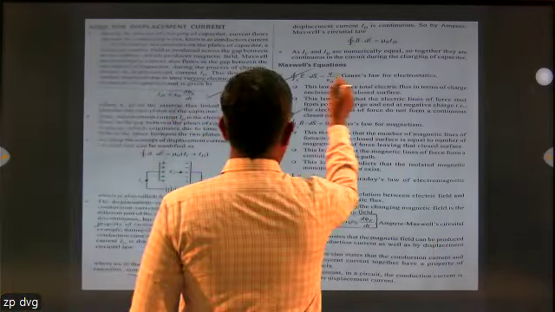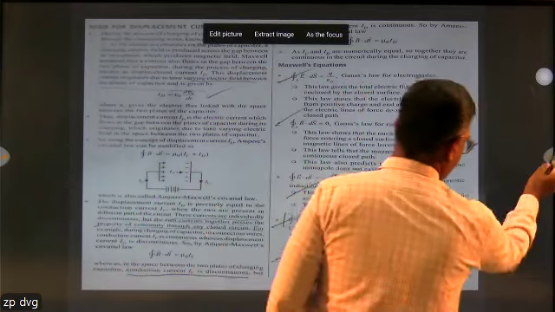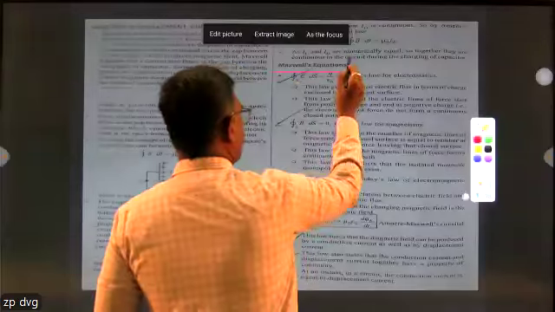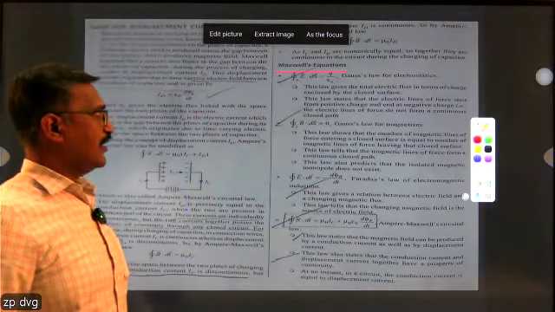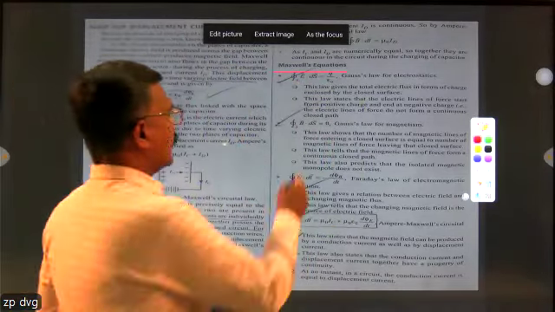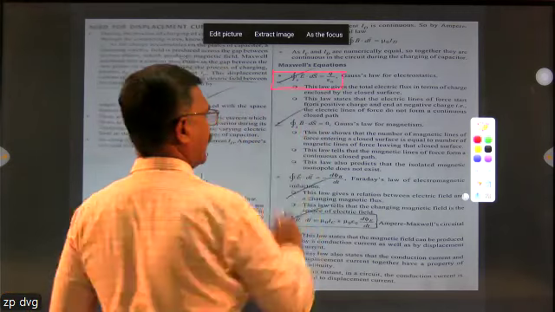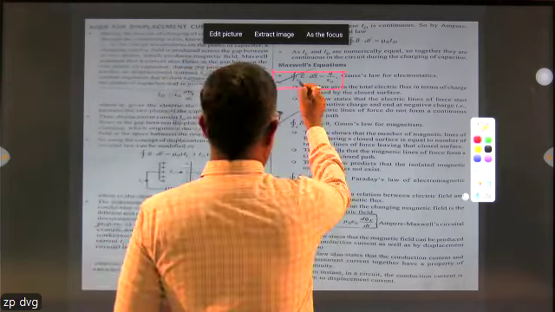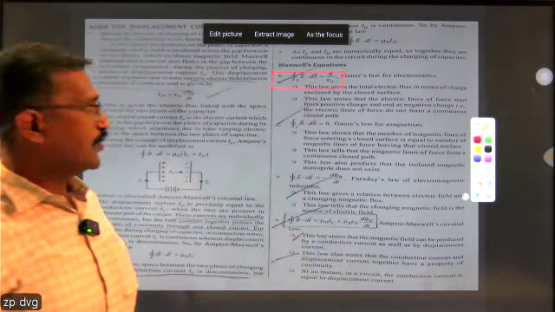After this, Maxwell started deriving a set of equations. They are called Maxwell's equations. So the first equation: the integral of E dot ds is equal to Q by epsilon naught. This is called Gauss law in electrostatics.